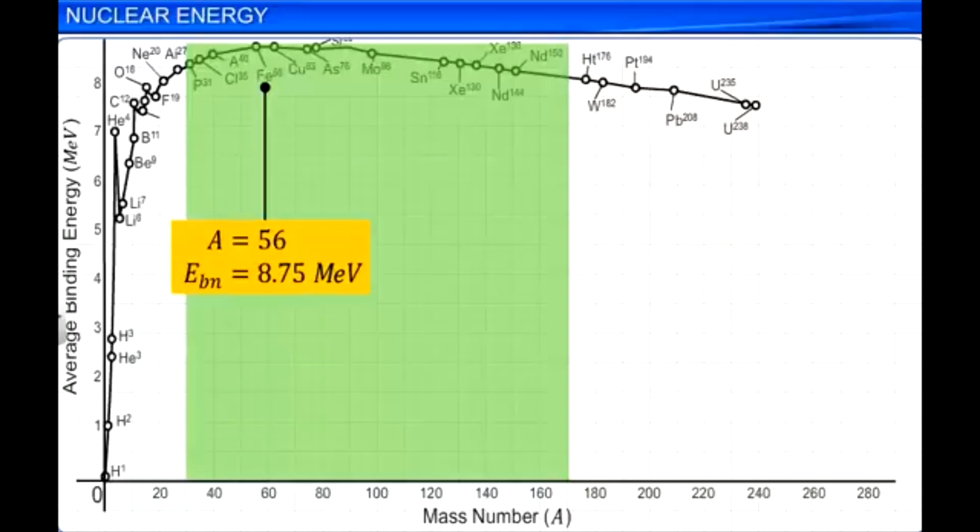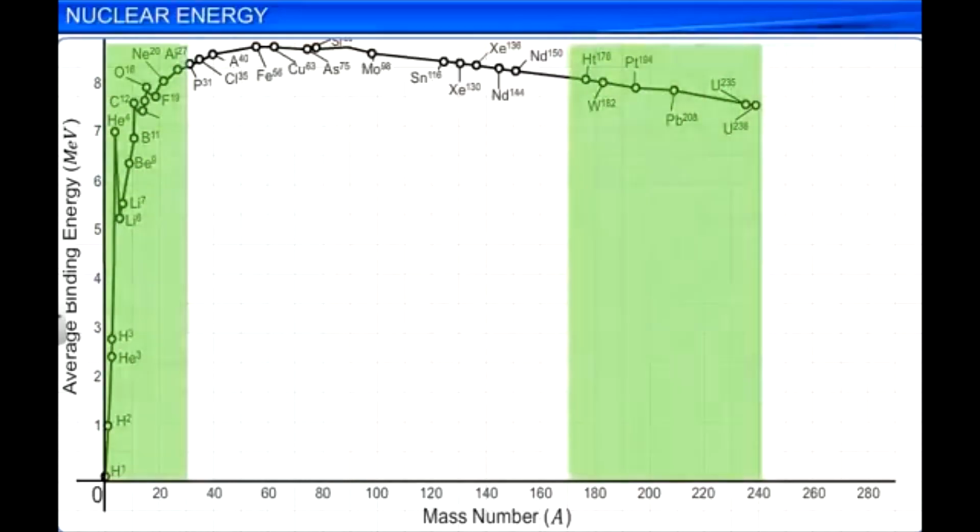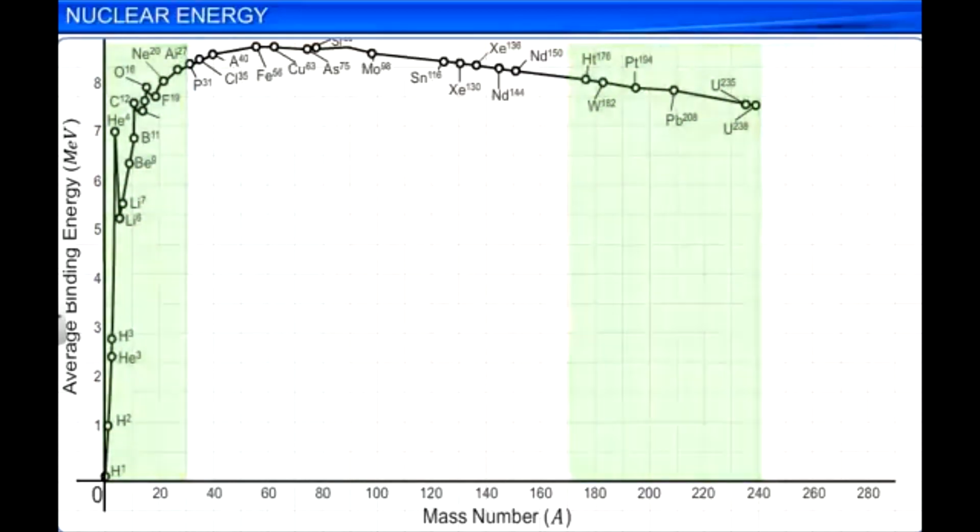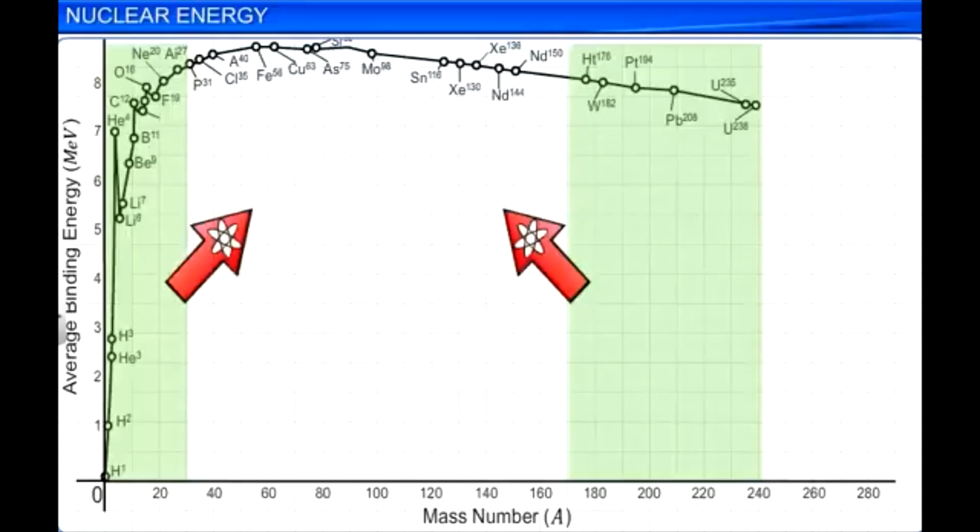From the same curve, we observe that the nuclei with mass number less than 30 and greater than 170 have lower binding energy per nucleon. This implies that when tightly bound nuclei transform into relatively less tightly bound nuclei, an enormous amount of nuclear energy is released, as in the case of nuclear fission or nuclear fusion, which you will learn in detail later.